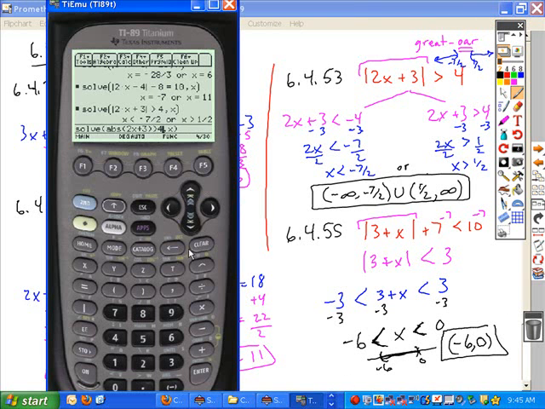Once again, we can use our solve feature for this. Take the absolute value of 3 plus x, close it off, add 7, set that less than 10, comma x to identify what you want it to solve for, and you should see that it verifies your solution. Negative 6 less than x, which is less than 0, and then you need to translate that into the interval notation.